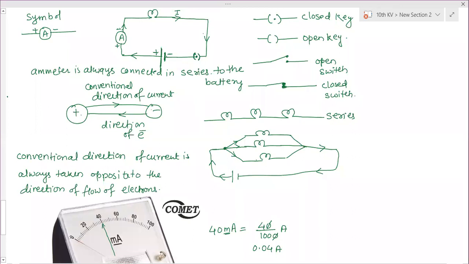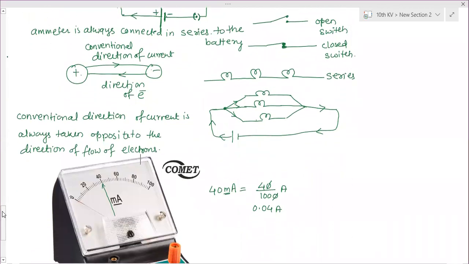Is it clear? Yes, ma'am. Okay, so the direction of current is always from the positive terminal of the cell or battery to the negative terminal of the cell.